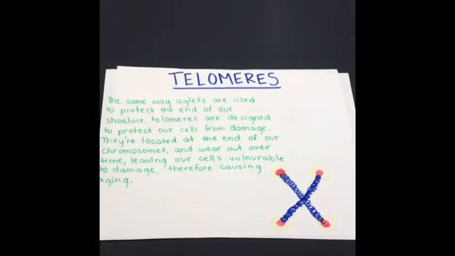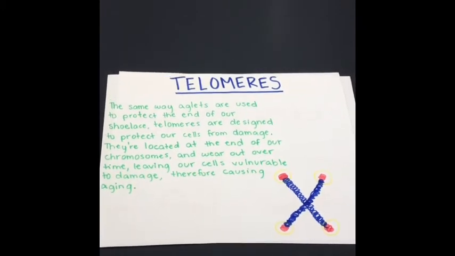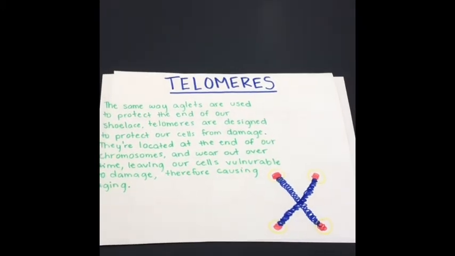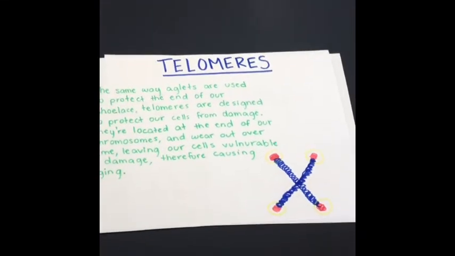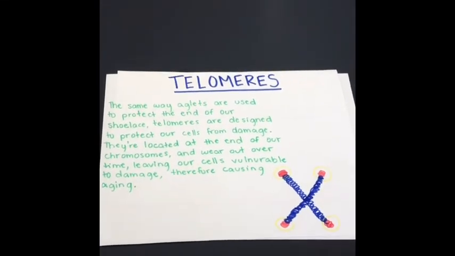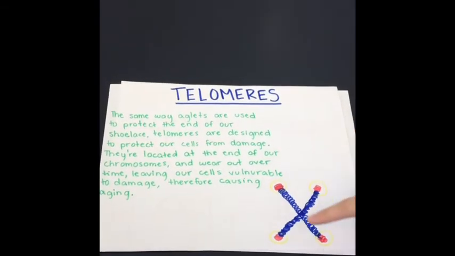So we have telomeres, and the same way aglets are used to protect the end of our shoelace, telomeres are designed to protect our cells from damage. They're located at the end of our chromosomes and wear out over time, leaving our cells vulnerable to damage, therefore causing aging. So here we have one of our chromosomes, and at each end is a telomere.